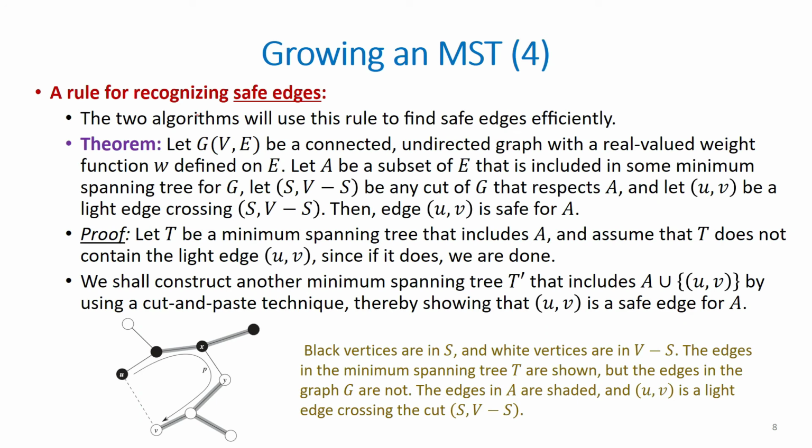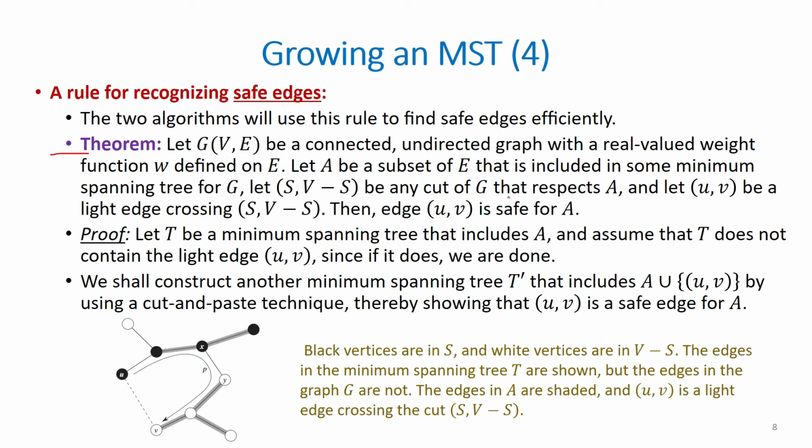As mentioned earlier, once we are able to identify the safe edges, the rest is straightforward. The two algorithms that we will look at today adopt the following rule to efficiently find such safe edges. The rule is postulated as the theorem given here. It states that for a graph G with set A and some cut (S, V minus S) that respects A, if edge UV is a light edge crossing the cut, then this edge is safe for set A.